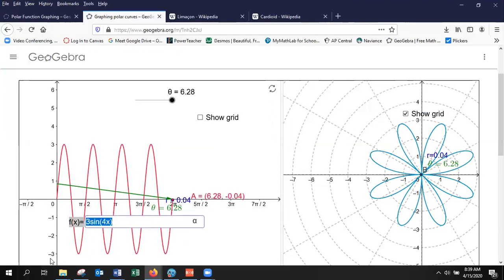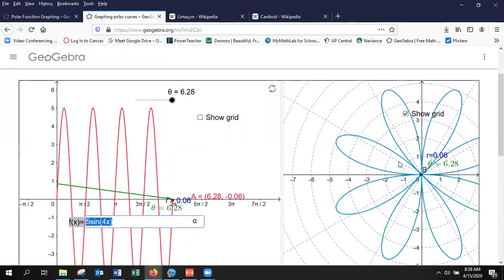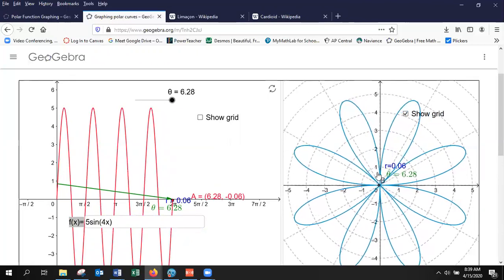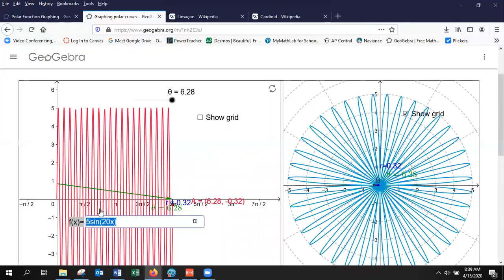If we change the number out in front, I could have done this with the other problem. If I change this to a 5, that increases the petal length to 5 because our largest radius ends up being 5. We could see it rectangularly up here, and polar over here. If I change this, let's have fun, to 20, which should tell us how many petals we see: 40 petals. Wow, that's all 40 petals.